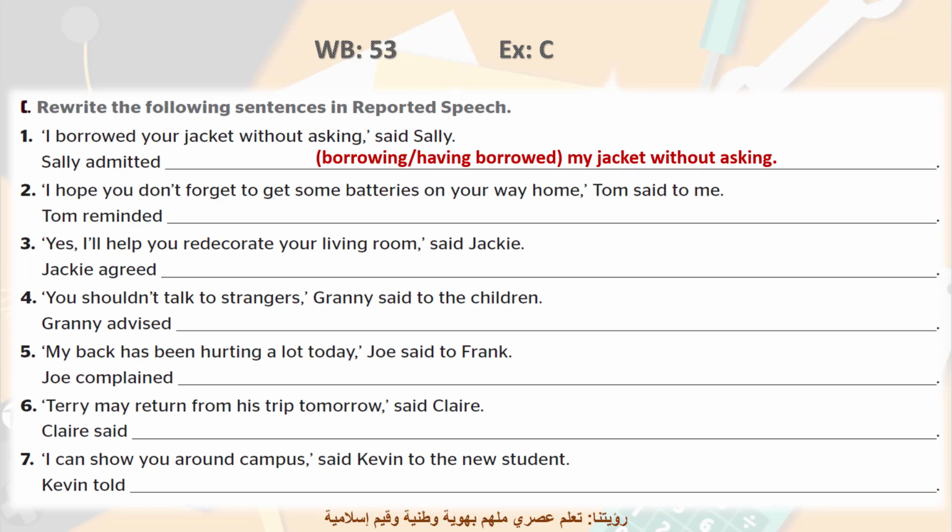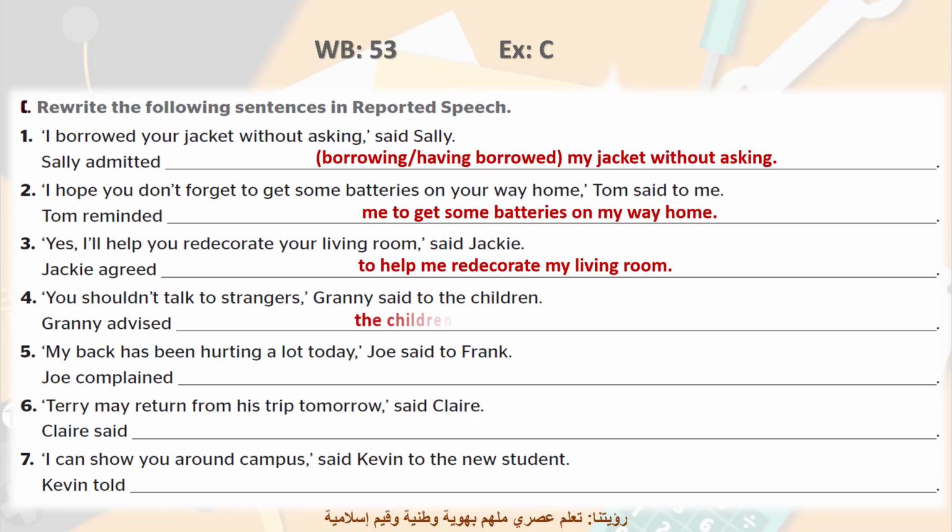Now it's time for number 2. "I hope you don't forget to get some batteries on your way home," Tom said to me. Yes, Tom reminded me to get some batteries on my way home. Number 3. "Yes, I'll help you redecorate your living room," said Jackie. The answer is Jackie agreed to help me redecorate my living room. Number 4. "You shouldn't talk to strangers," Granny said to the children. Granny means grandma. Yes, Granny advised the children not to talk to strangers.